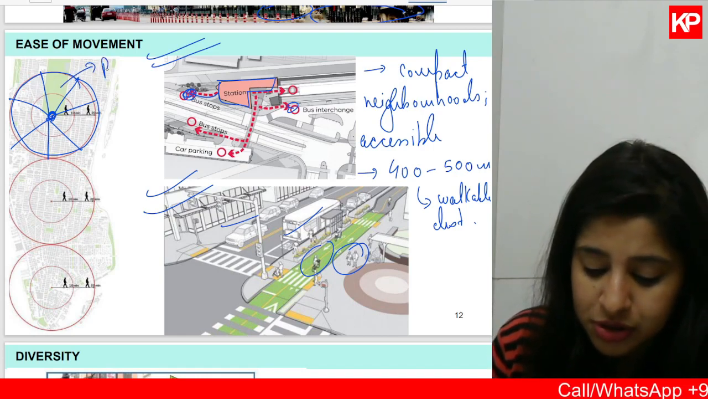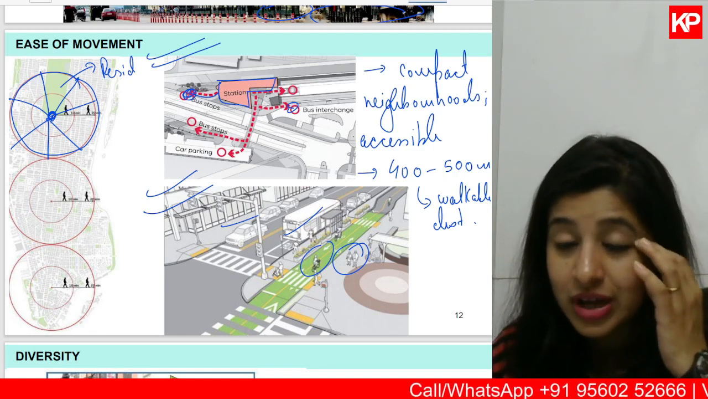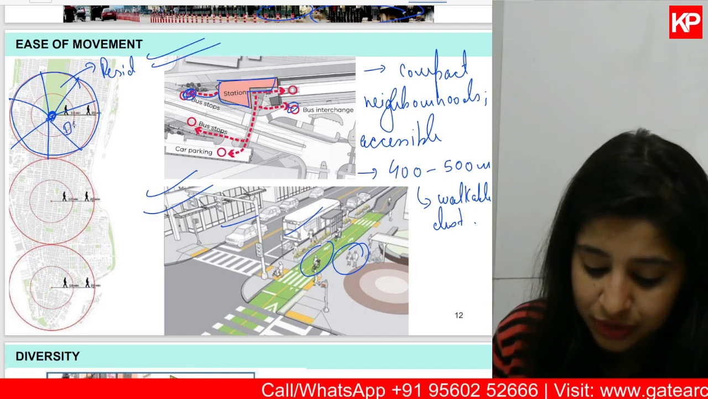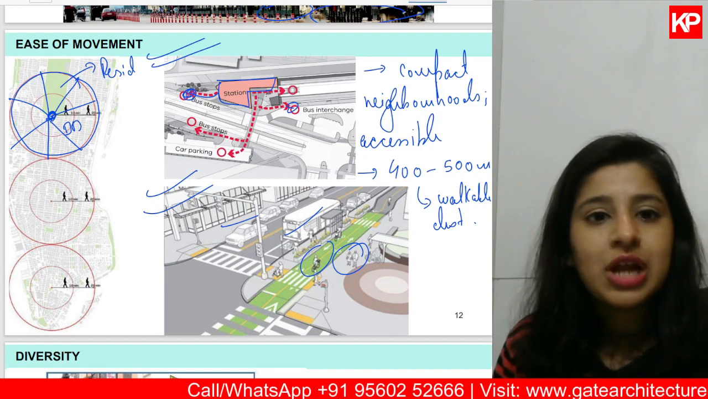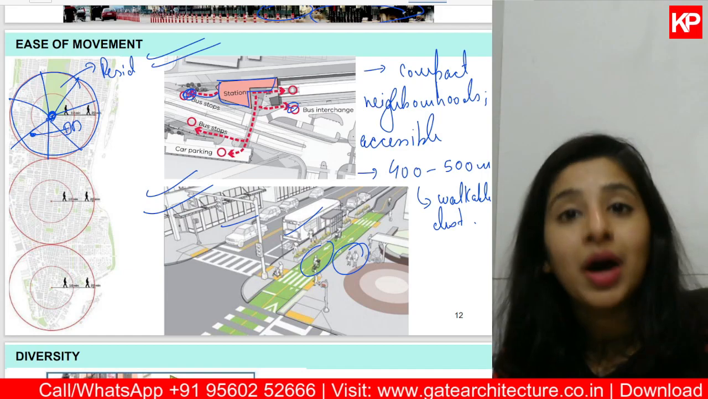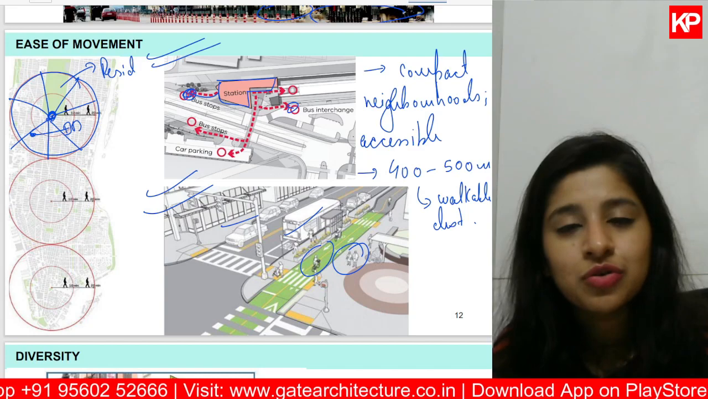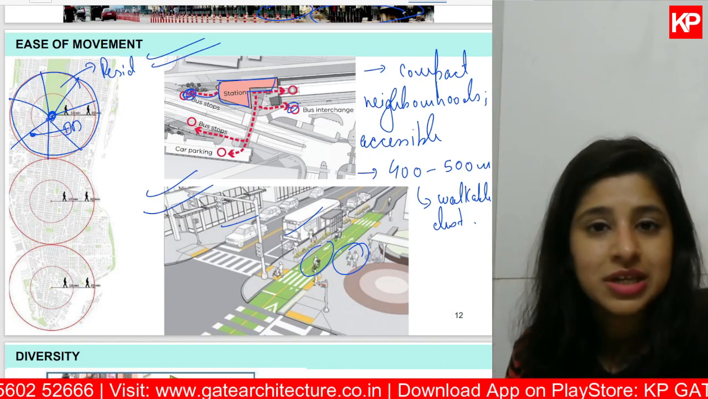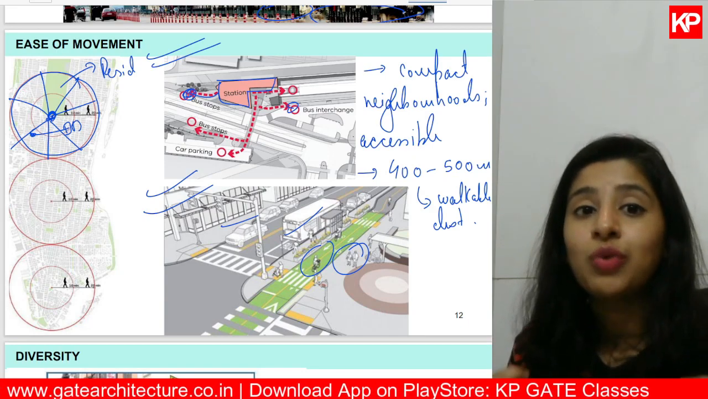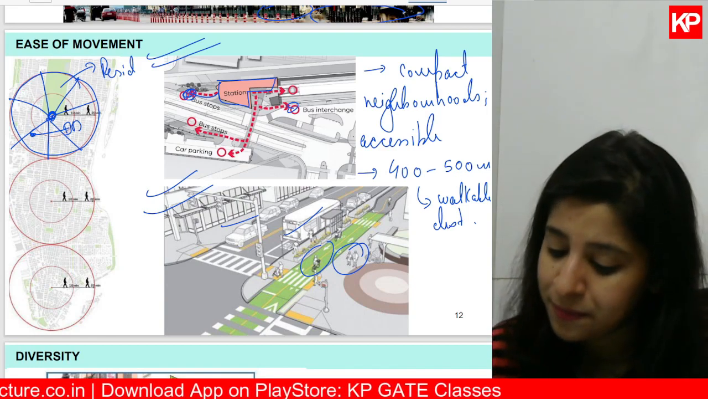Let's say this particular neighborhood is a residential neighborhood. Now residential neighborhood does not mean that only residences will be there. We have to have a different kind of mix of activities here. Let's say some commercial activities, some institutional activities, so that if you're living here and you want to buy something, you can actually just walk in and buy it. You don't have to walk or drive all the way to some commercial area for day-to-day basic needs. So this is the kind of ease of movement that we want to create, and for that we want to create compact neighborhoods which are accessible to all.